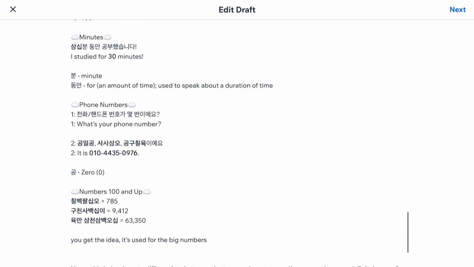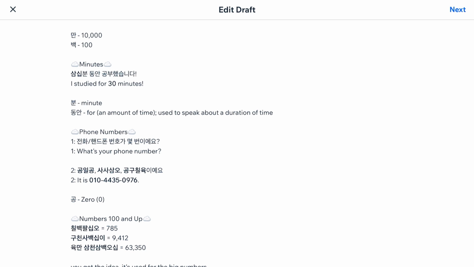Phone numbers. Looks like I don't have an example for addresses here, but I might just come up with one in a second. For phone numbers, you don't have to do any calculation. You just say the numbers back to back. So, for example, what's your phone number? 전화번호가 몇 번이에요? Or 핸드폰 번호가 몇 번이에요? It is 010-4435-0976이에요. Of course, you have to end it with the 이에요 to make it a complete sentence.